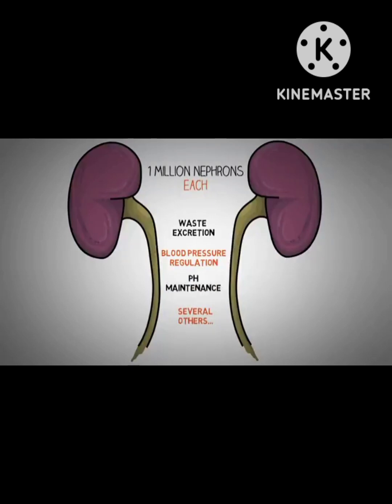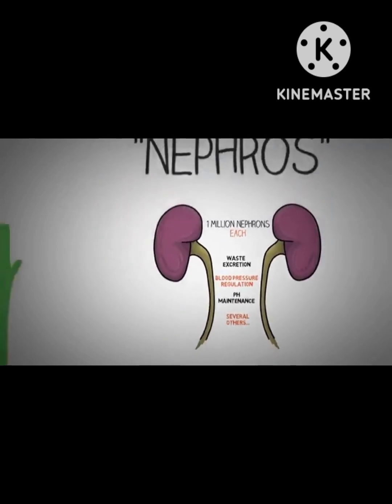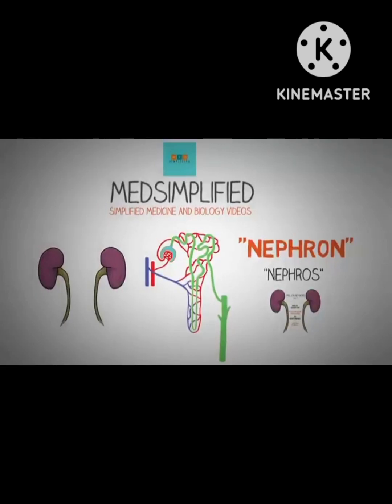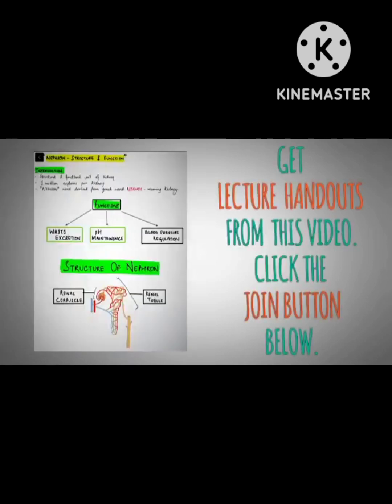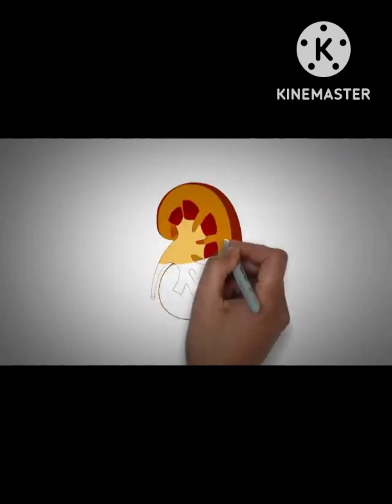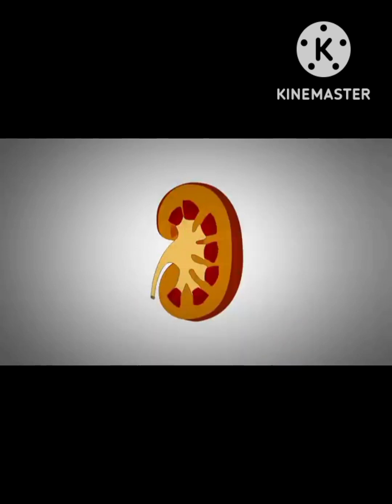So let's go through the structure and function of a nephron and learn more in detail about the different parts of nephron and the role of renal tubule in urine formation and excretion process. Let's first start with the basic structure of a nephron.